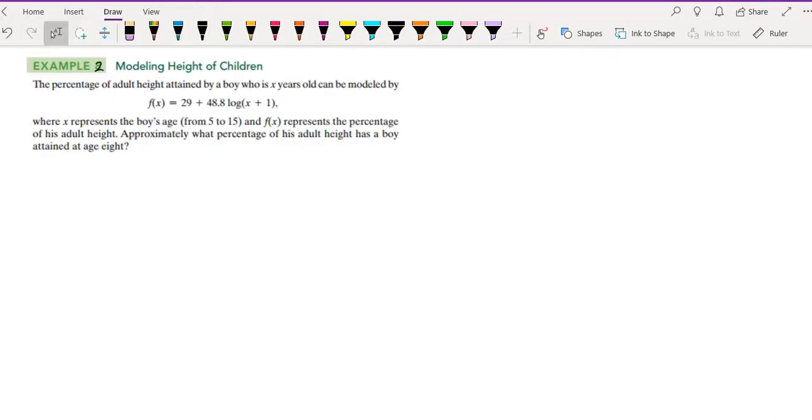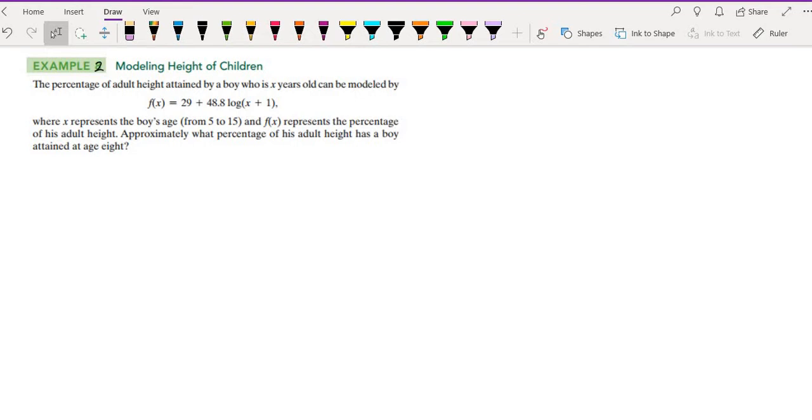Example 2, modeling height of children. The percentage of adult height attained by a boy who is x years old can be modeled by f of x equal to 29 plus 48.8 log of x plus 1, where x represents the boy's age and f of x represents the percentage of his adult height. Approximately, what percentage of his adult height has a boy attained at age 8?